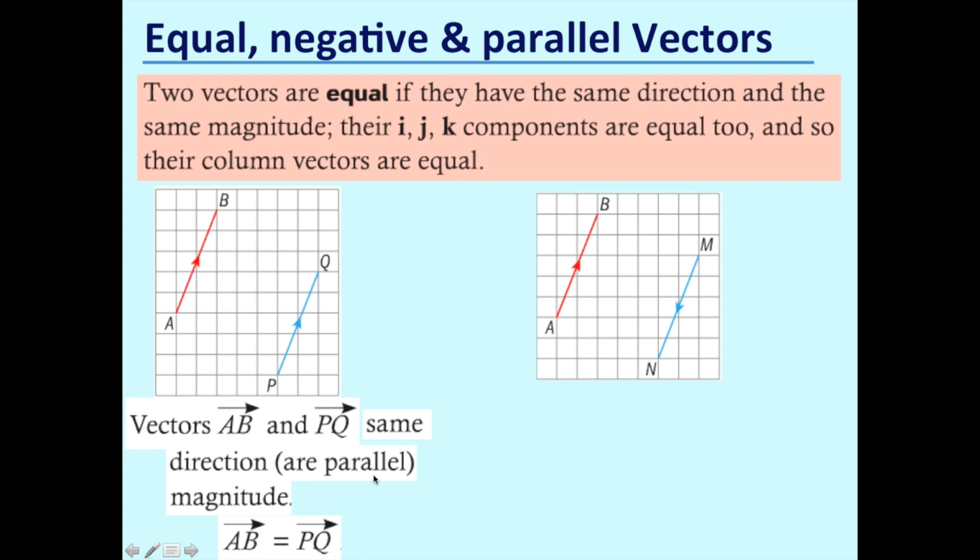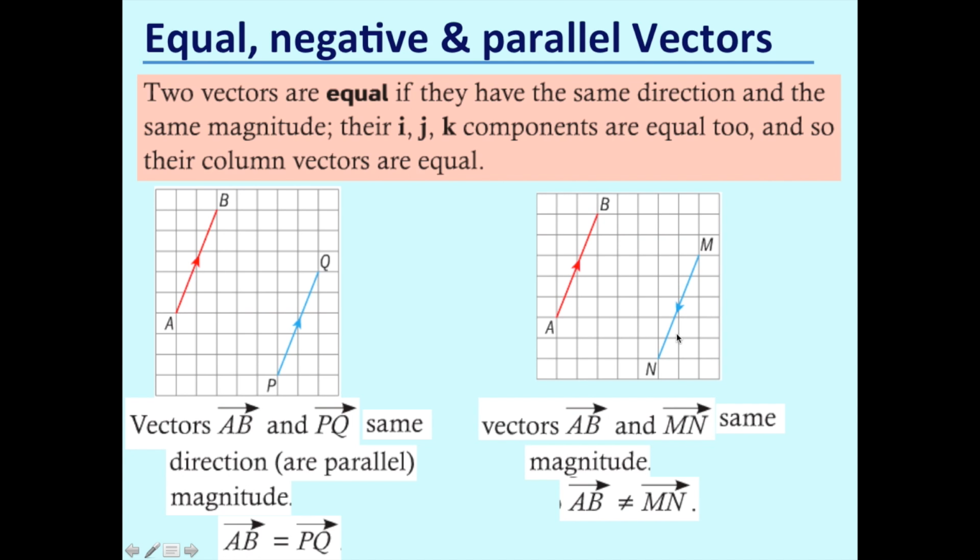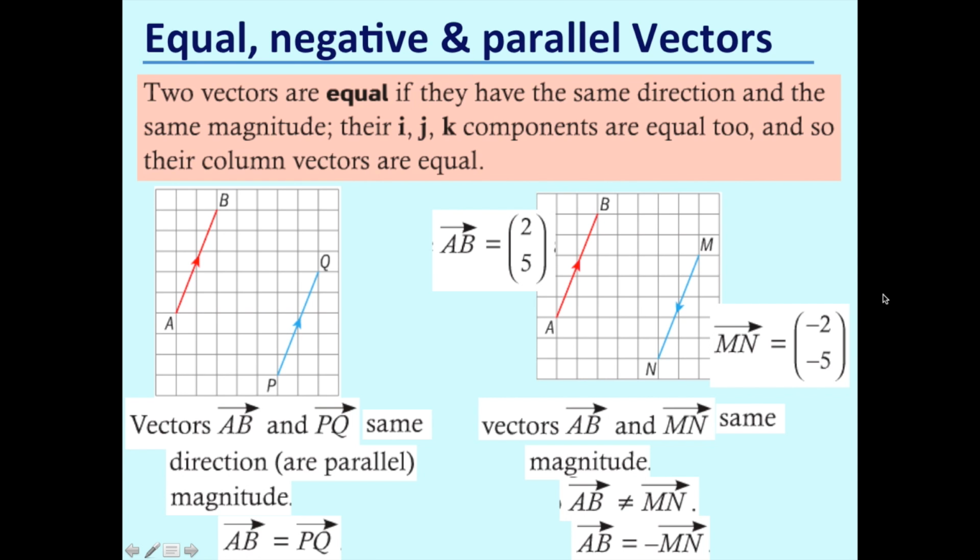In this instance, whilst they have the same magnitude, they are in the opposite direction. So they are not the same vectors. In fact, however, if we look at the column vectors, we can see that this is the negative of this. So this MN would be termed the negative vector, and we could say that AB equals negative MN, or vice versa.